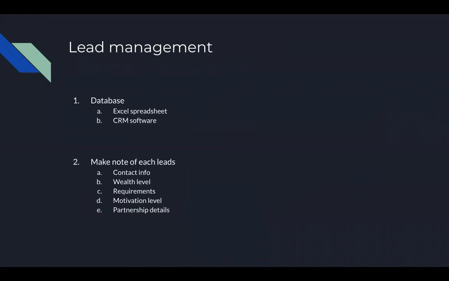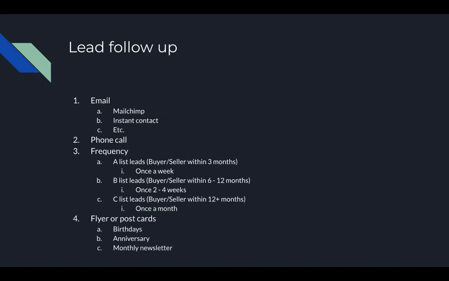Lead management: you will need a database, Excel or CRM software, and make a note of each lead's contact information, wealth level, requirements, motivation level, and partnership details. Lead follow-up: you can do email follow-up with software like MailChimp or Instant Contact, and phone call follow-up, and think about frequency. For your A list, you probably contact them once a week. For your B list, maybe once every 2 to 4 weeks. For your C list, once a month.